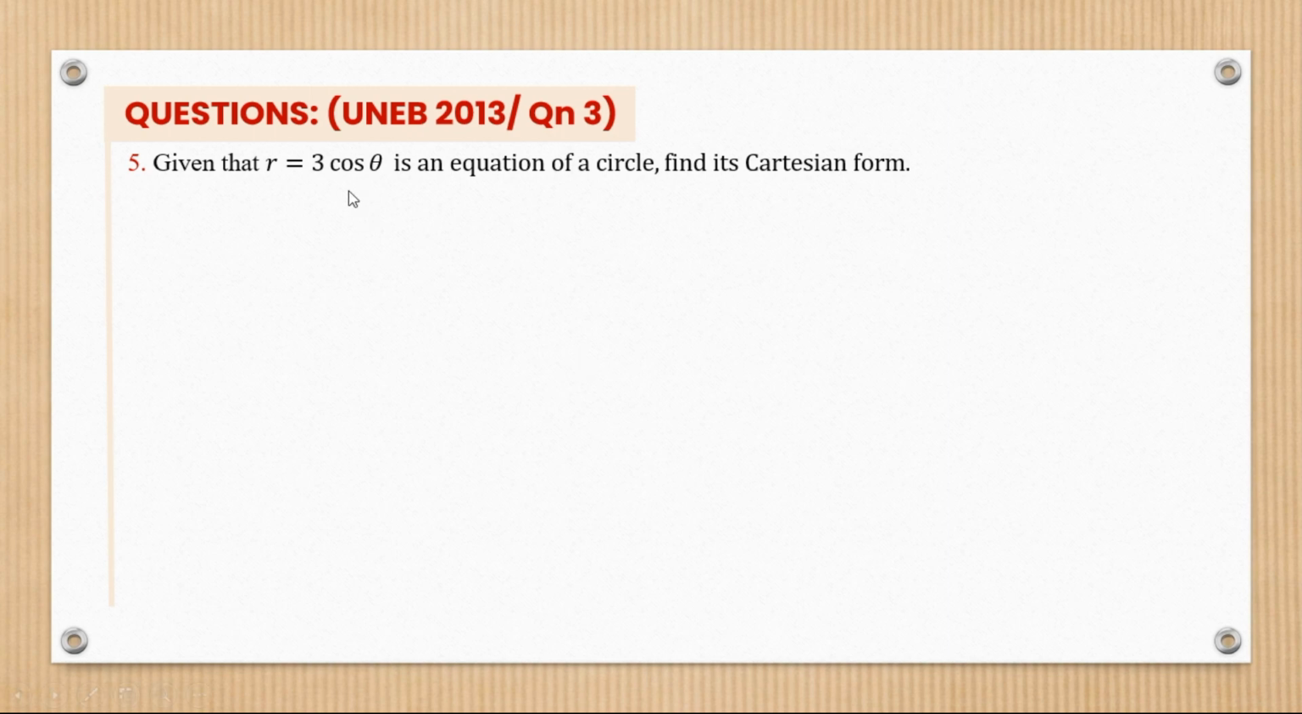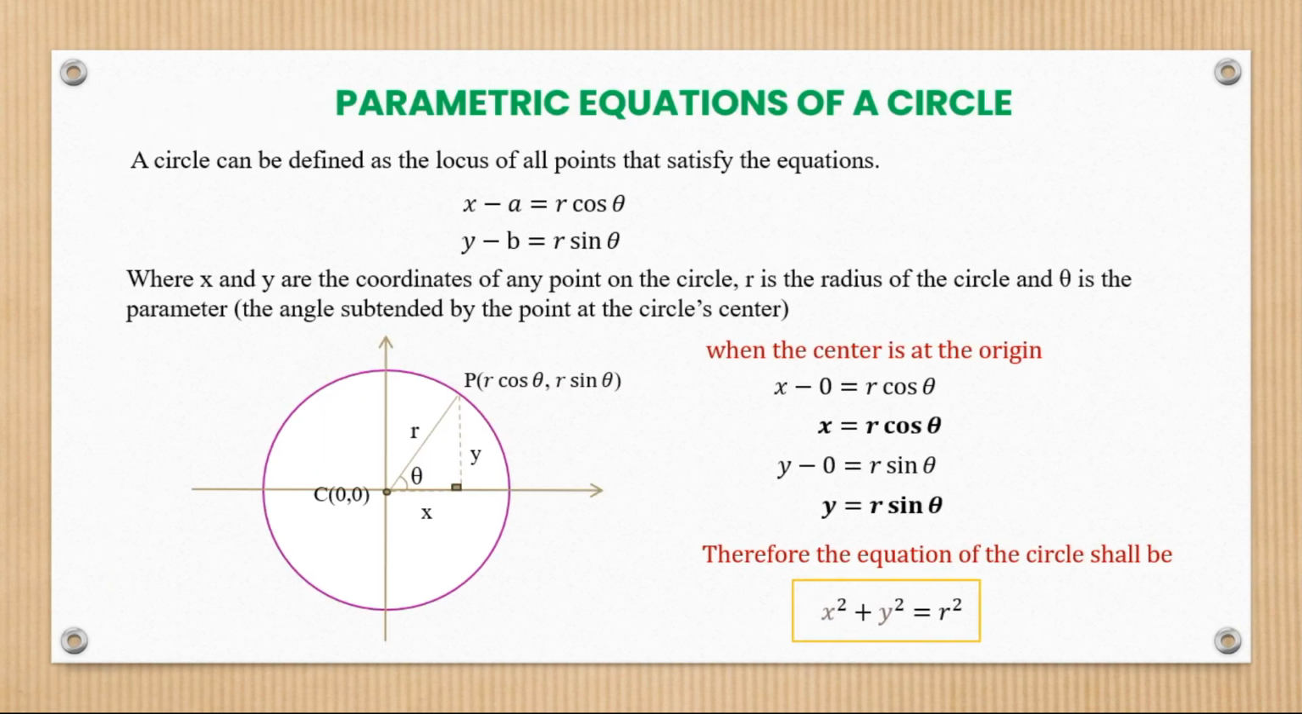Alright, so the next question is from UNEB 2013, and this was question number 3. Given that r is equal to 3 cos theta is an equation of a circle, find its Cartesian form. So how do we solve such questions? Do you remember when we said that when the center is at the origin, x shall be equal to r cos theta and y shall be equal to r sin theta, and therefore the equation of the circle is x squared plus y squared is equal to r squared? Yes, we shall be using the knowledge that we derived in this section.